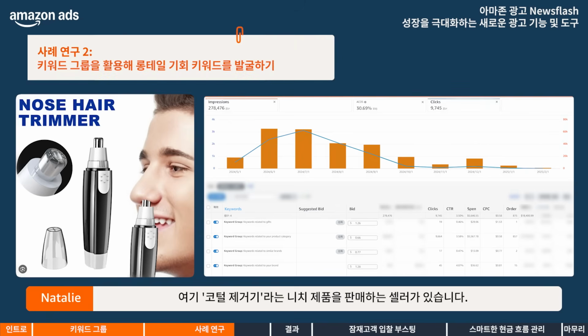Now, let's take a look at another case study. Here, we see a seller that sells a niche product, nose hair trimmer. This product has a limited set of keywords that are all highly competitive with high cost per clicks. The seller has already collected almost all relevant keywords through traditional methods, but doesn't know how to further expand their keyword pool. At the same time, the seller feels that they often miss out on new emerging customer search terms related to their product category, losing potential traffic opportunity.